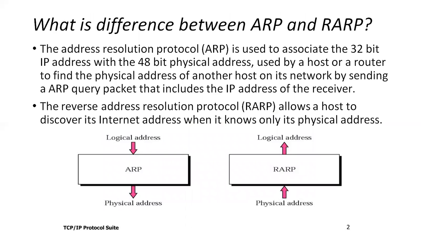What is the difference between ARP and RARP? The Address Resolution Protocol, ARP, is used to associate the 32-bit IP address with the 48-bit physical address used by a host or a router to find the physical address of another host on its network by sending an ARP query packet that includes the IP address of the receiver. The Reverse Address Resolution Protocol, RARP, allows a host to discover its internet address when it knows only its physical address.